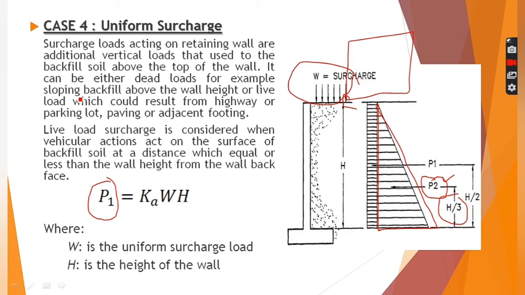If there is a surcharge load, an additional load will act here, that is Ka into W into H, which is shown here. If you can see this whole rectangle, this is the additional lateral earth pressure which will act throughout the height of this particular backfill, where W is the surcharge load and H is the height of your backfill. So very simple. If you have any surcharge load, your diagram will be slightly modified as shown here.